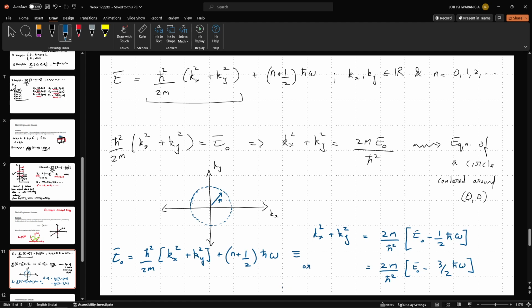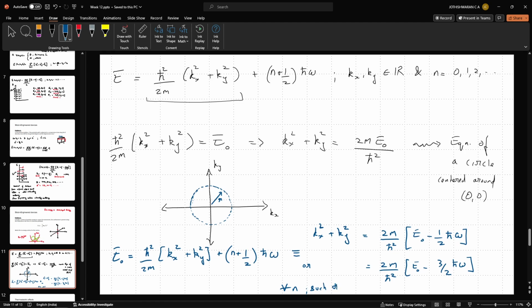So this goes for all n such that E naught minus n plus half times h bar omega, and so on, is greater than or equal to 0. It will go until that point.